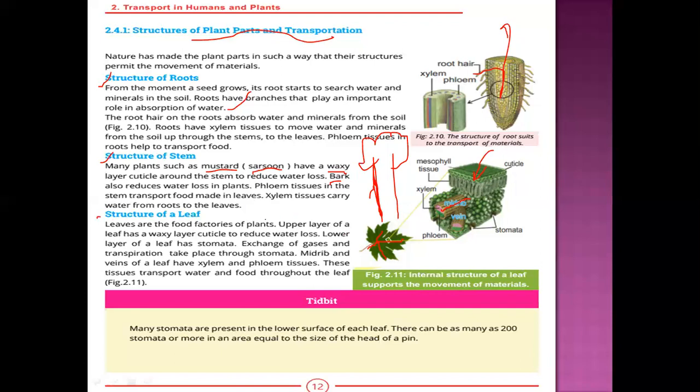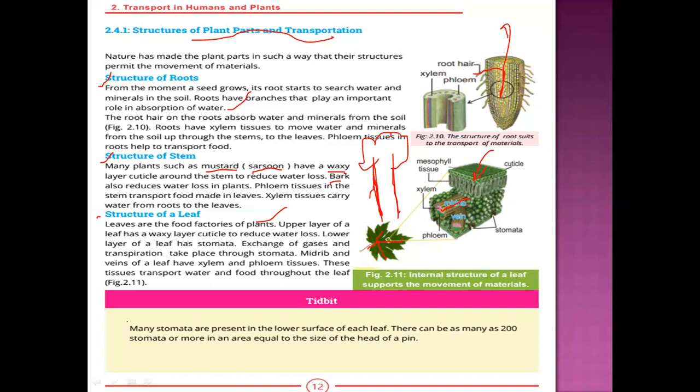We have talked here also about the leaves of the plants, which I have told you right now, that in the leaves we have this structure, and in the stems we have the bark to reduce the transpiration, and here we have cuticle to reduce the transpiration as well. We have midrib and veins, which spread water and food to every part of the plant body.